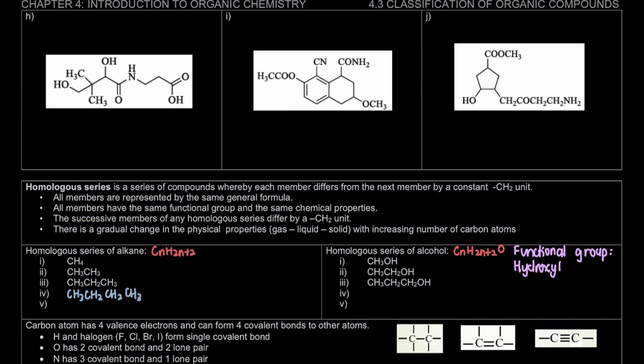So here, if we have 5 carbon, it will be CH3, CH2, CH2. We can't have CH3 anymore, so we're going to add one more. When we add one more, it will be CH2, CH3.